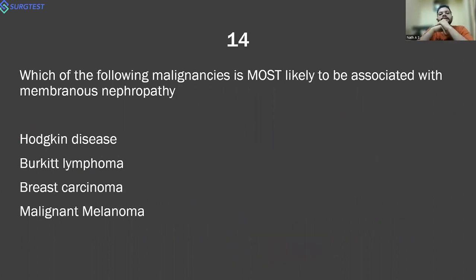Which of the following malignancies is most likely associated? Secondary causes, especially when you have an old age person, you are thinking of cancer. So what is the cancer? Hodgkin disease, Burkitt lymphoma, breast carcinoma, malignant melanoma. Which is the cancer that is most likely associated? Everybody clear about that? The concept is solid organ tumors. Solid organ tumors are more associated. Hodgkin's is also associated, with MCD.